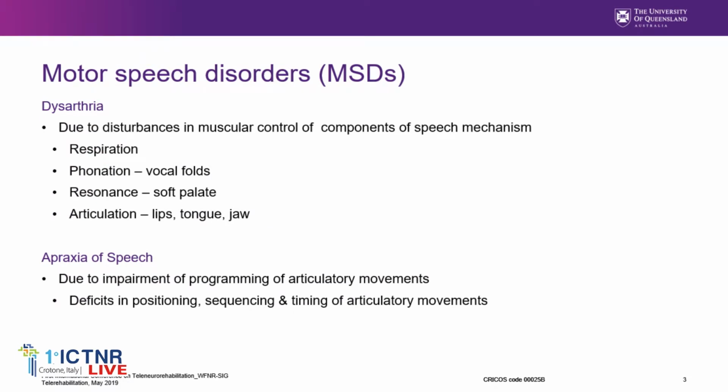So motor speech disorders, there are two main types of motor speech disorders. One is dysarthria, which is a disturbance in the muscular control of components of the speech mechanism. And these are components such as respiration, phonation, resonance, and articulation. So disturbance, neurological disturbance of the muscular control. The other type of motor speech disorder that's probably less common is apraxia of speech, and that's basically an impairment of programming of the articulatory movements. And people with apraxia of speech have deficits in the positioning, sequencing, and timing of articulatory movements.